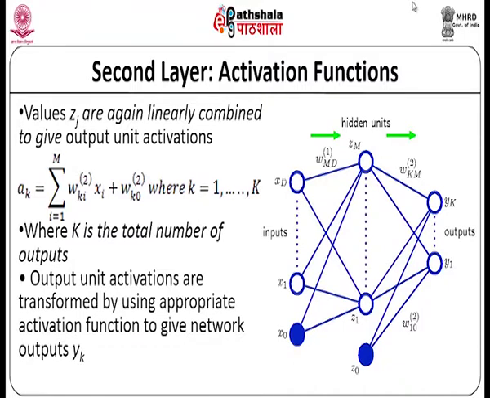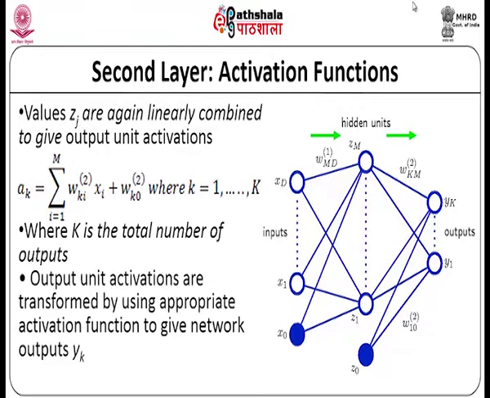The second layer: the activation function values zj are again linearly combined to give output unit activations, we assume. So, ak is equal to the sum over i equal to 1 to m, again the m different combinations, of wki of 2 zi plus wk0 of 2, where k is equal to 1 to K.